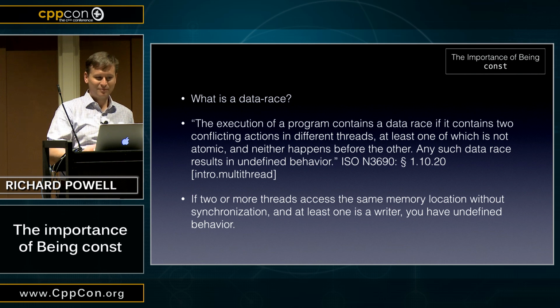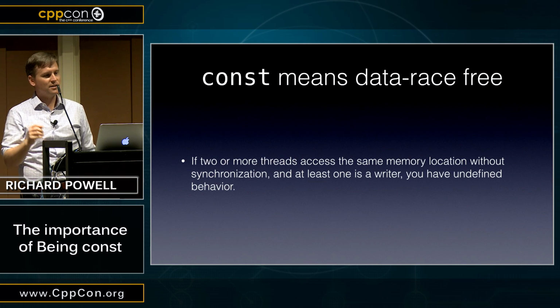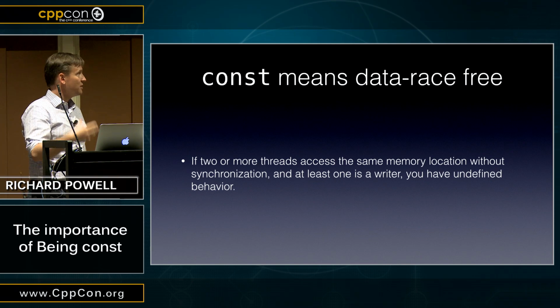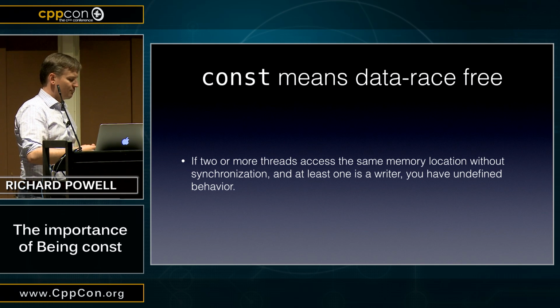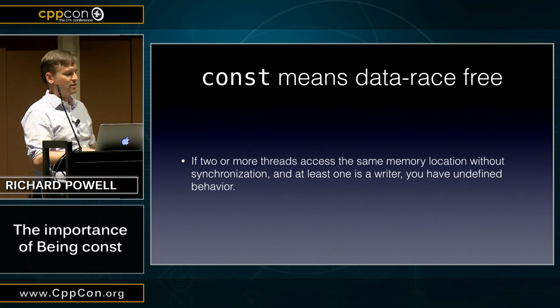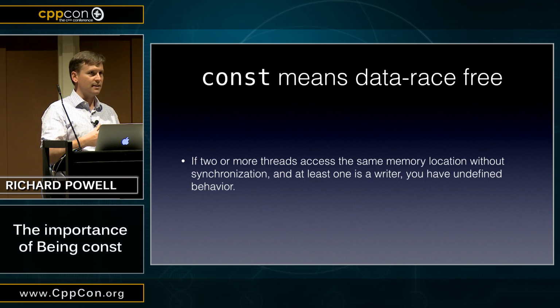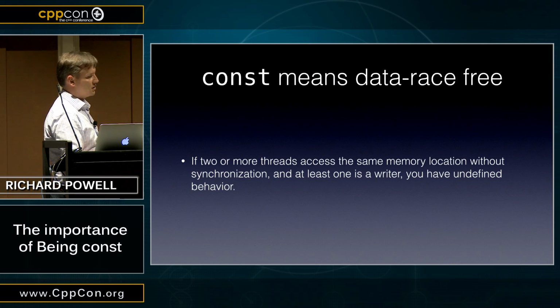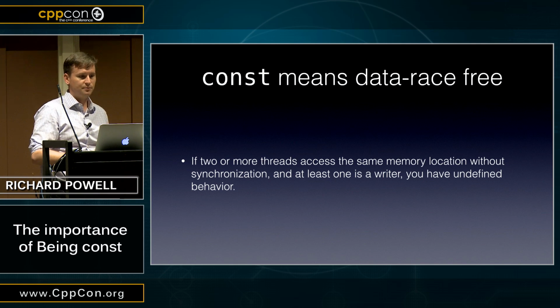And so const means data race free. So const member functions must be data race free. The reason is somewhat open to interpretation, but I believe the idea is that the standard says it is free to call any of the const member functions of your object, on any thread. So that means you need to make sure that your const member functions are data race free.